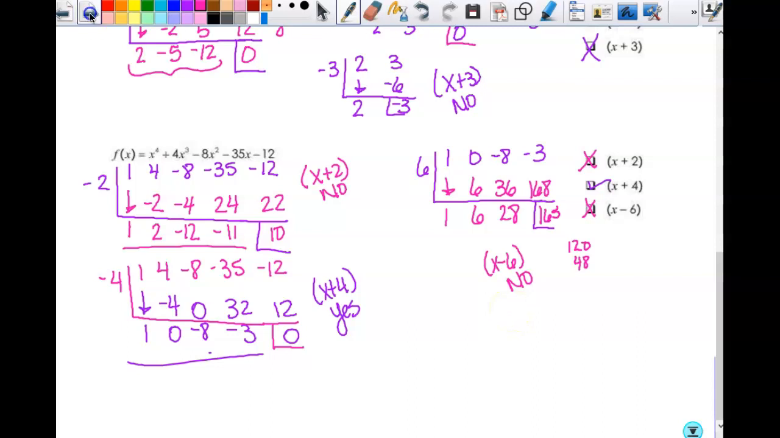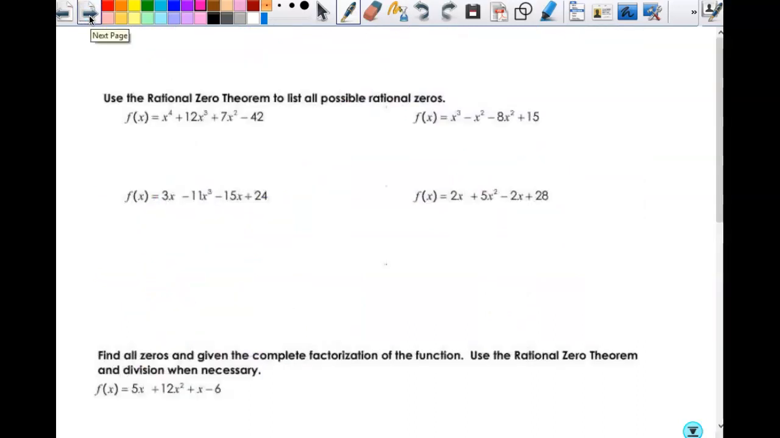All right, last page. We're going to use the rational zero theorem to list all possible rational zeros. And all it says, some of us missed this part reading on the homework, is list them. It doesn't tell me to find them right now. So when I do that, I am looking at the constant term and the leading coefficient, which happens to be 1. When the leading coefficient is 1, I don't even really have to set up a fraction. I just need all the factors of 42.